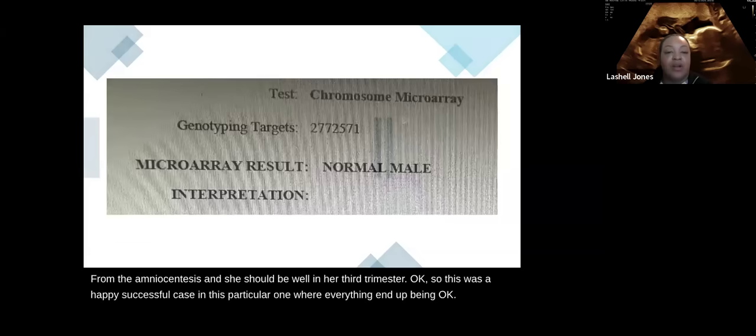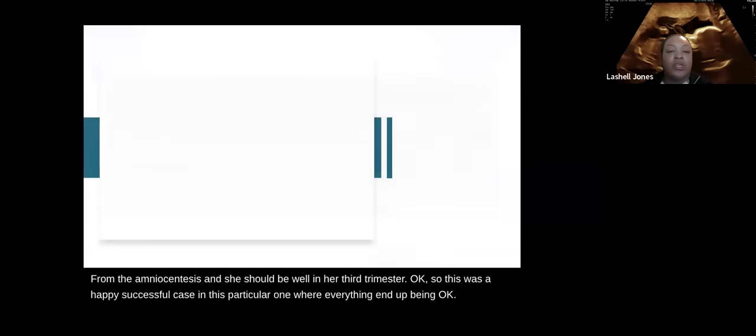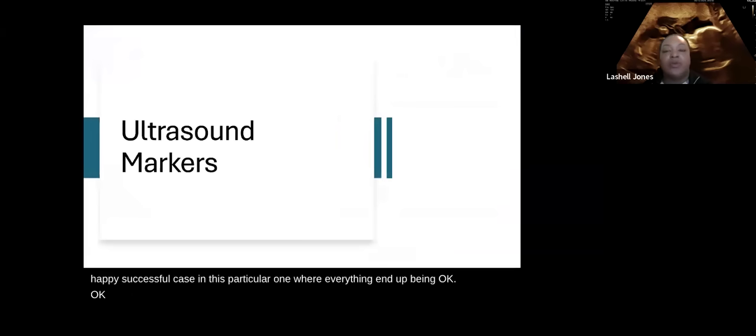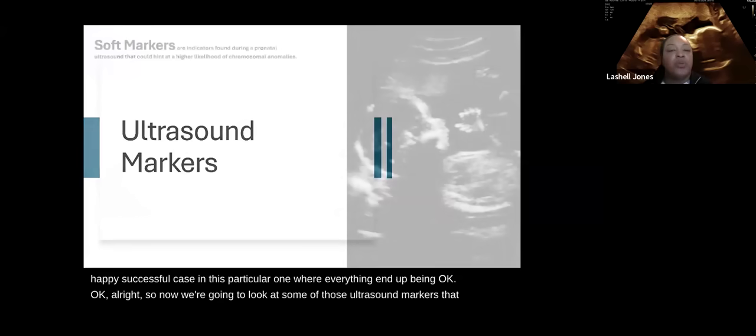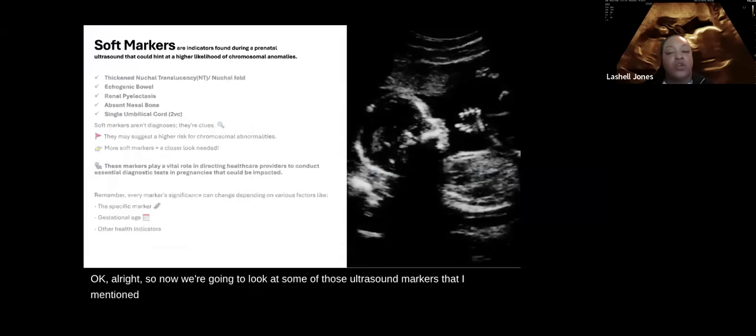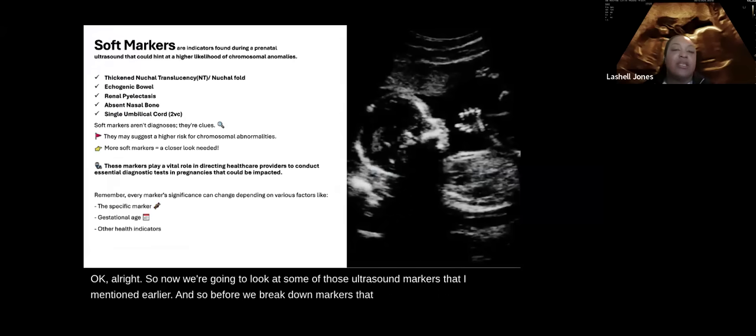Okay. All right. So now we're going to look at some of those ultrasound markers that I mentioned earlier. Before we break down markers that are seen in each chromosome disorder, we're going to just talk about what markers are. What is that?